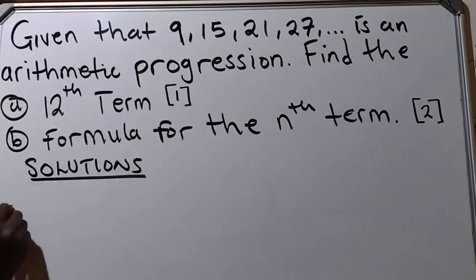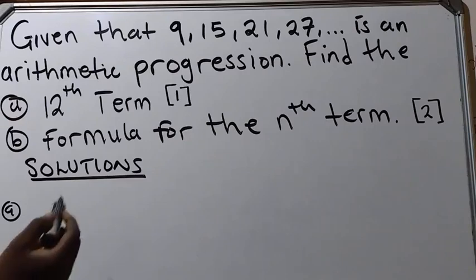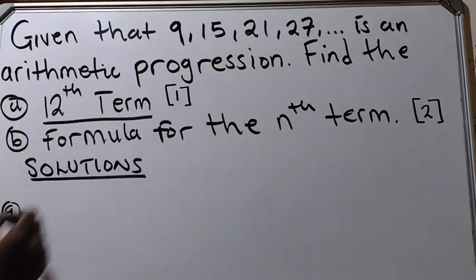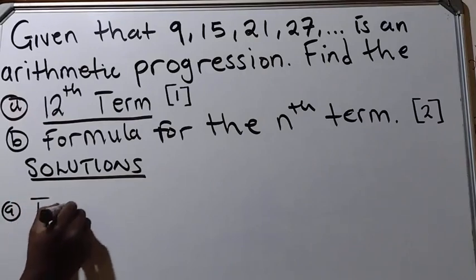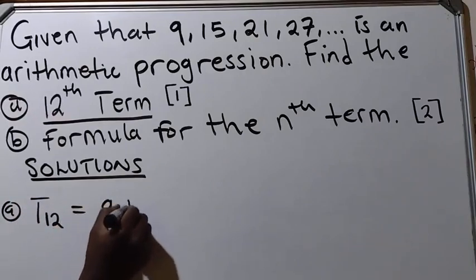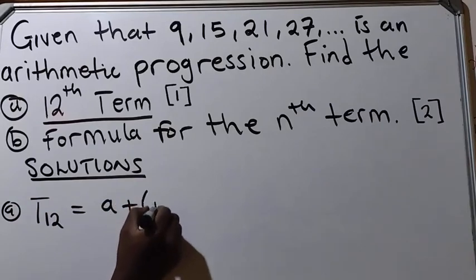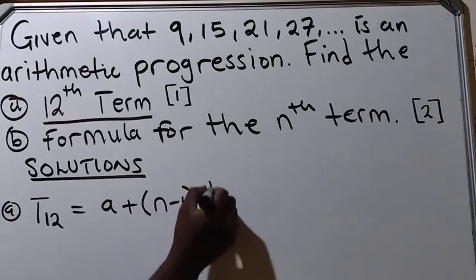Then you start with question A. So for question A, they want you to find the 12th term, okay? So how can you find the 12th term? The first thing is come up with a formula, okay? We are going to say 12th term is equal to A plus, open bracket, n minus 1 close D.